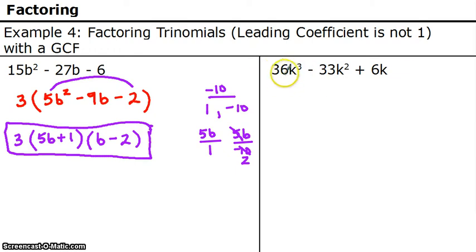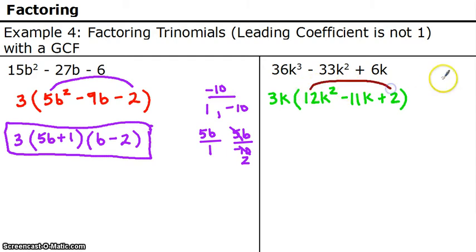All right, so GCF on this one. Looks like all of our numbers are divisible by 3, and also all 3 terms have a k, so we can take out a 3k. So 36 divided by 3 is 12k squared, because one of those k's came out. 33 divided by 3 is negative 11k, and 6 divided by 3 is plus 2. All right, so we still have a number in front, so we need to go through our process here.